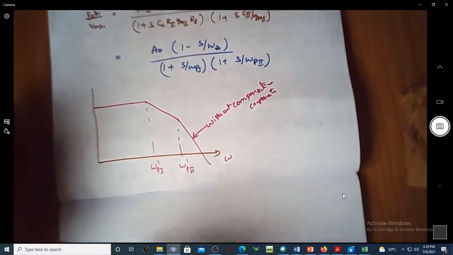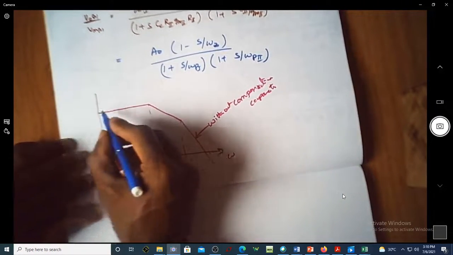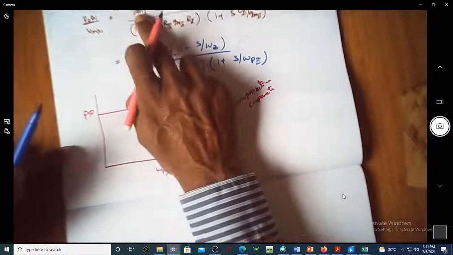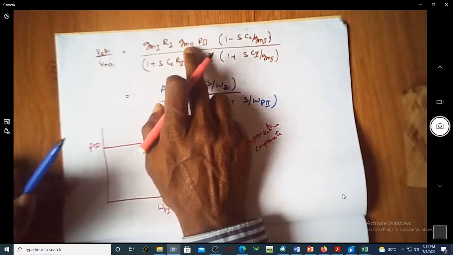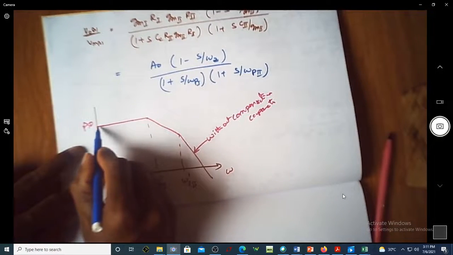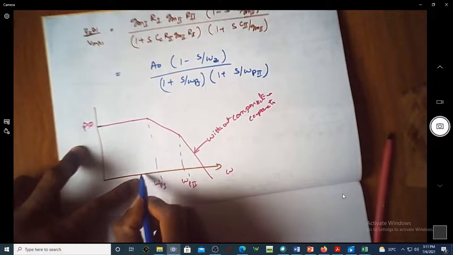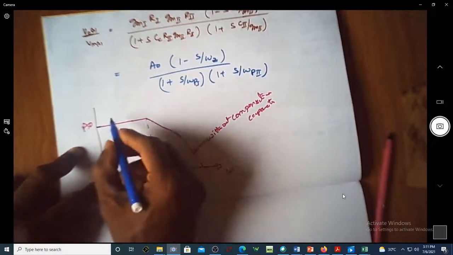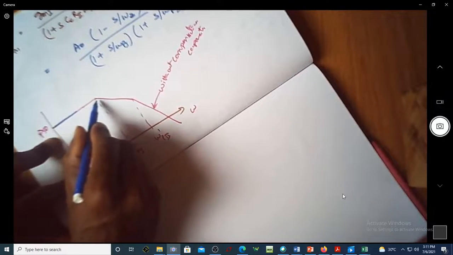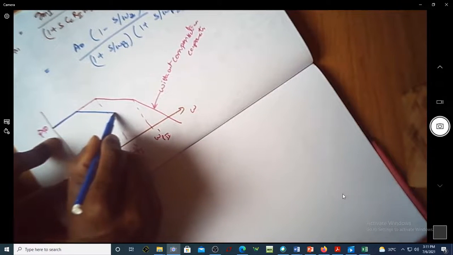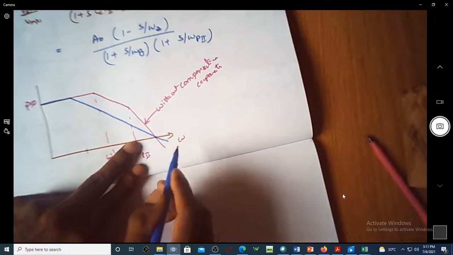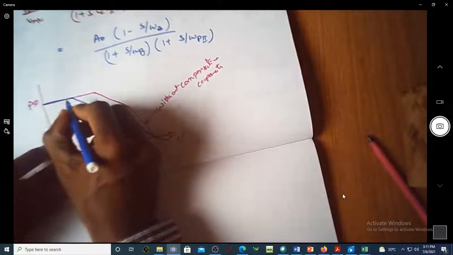With compensation the plot changes. Of course the gain is still A0, where A0 is given by GM1 R1 and GM2 R2. With compensation, we know that this pole will go more to this side and this pole will go farther. This is how it goes, and then it will have a slope of 20 dB per decade, exactly the same thing. It almost coincides with the previous one and slightly moves ahead.